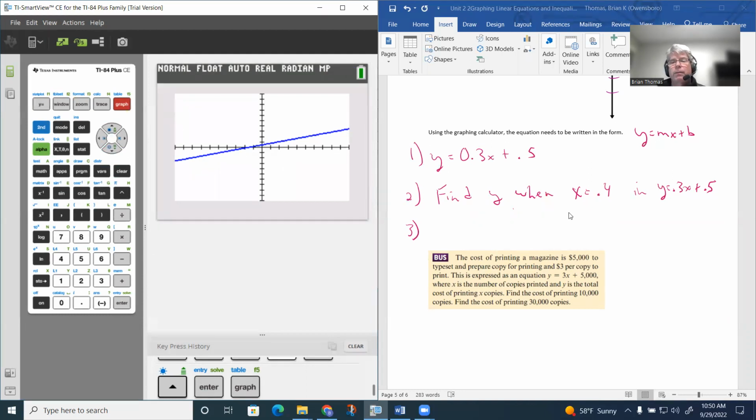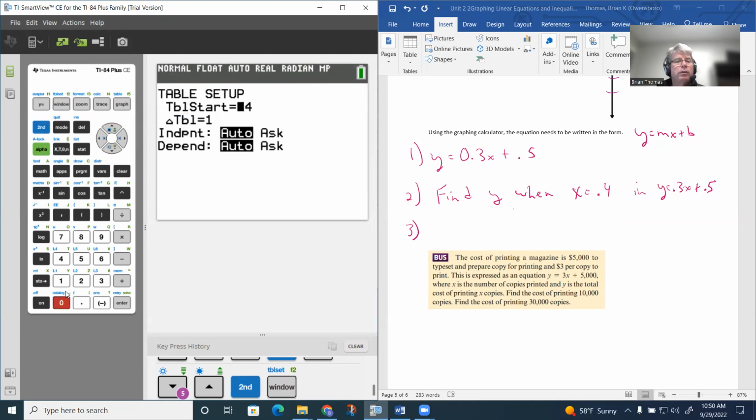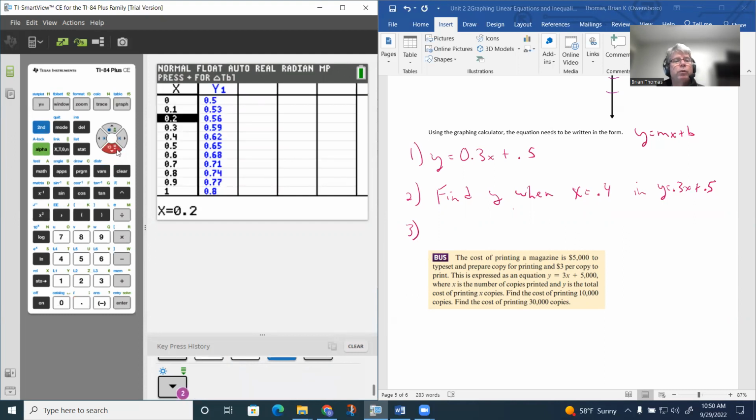So from there, it says find y when x equals 0.4. So what I can do is look at my table. Notice that I don't have 0.4. All I have is 0 and 1. So what I can do, though, using the table set button, above window, there's table set, is start at 0. I could change my table to go by 0.1. And I can hit the table again. And notice how 0.4 could now be located at 0.62.